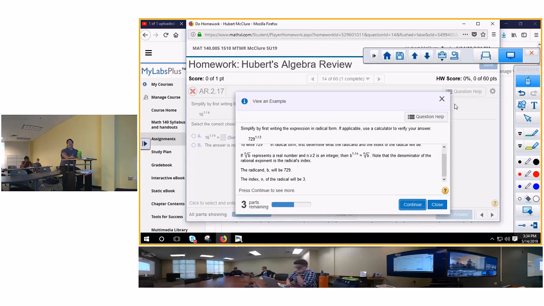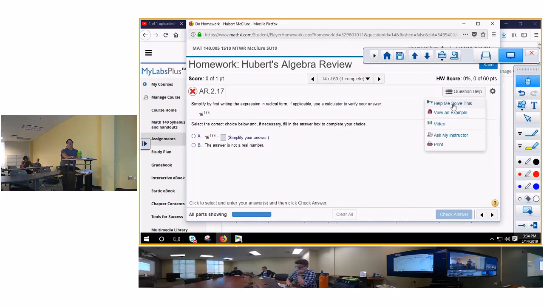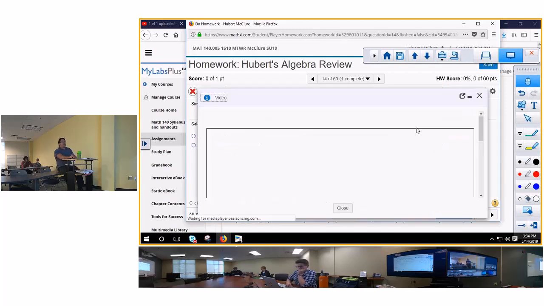So the difference between these two learning styles: this one is when you're going over material that you've never seen before, and this one is when you're going over material that you have seen before. Does everybody understand that? The video, that's for you visual learners.